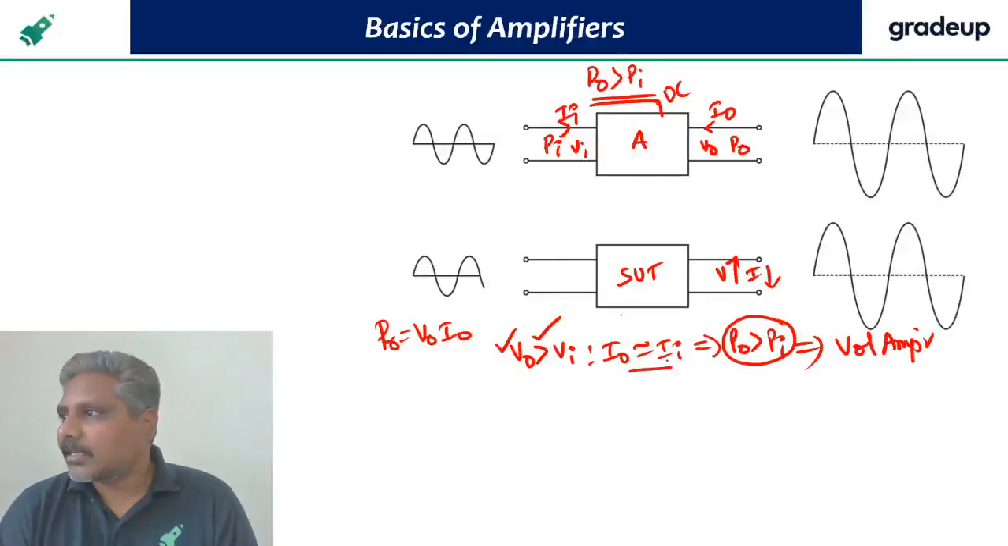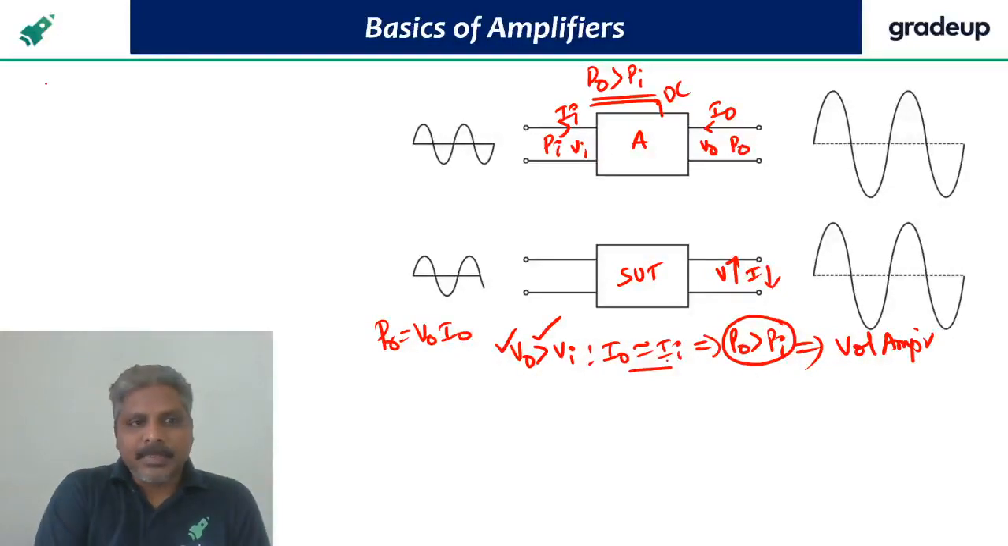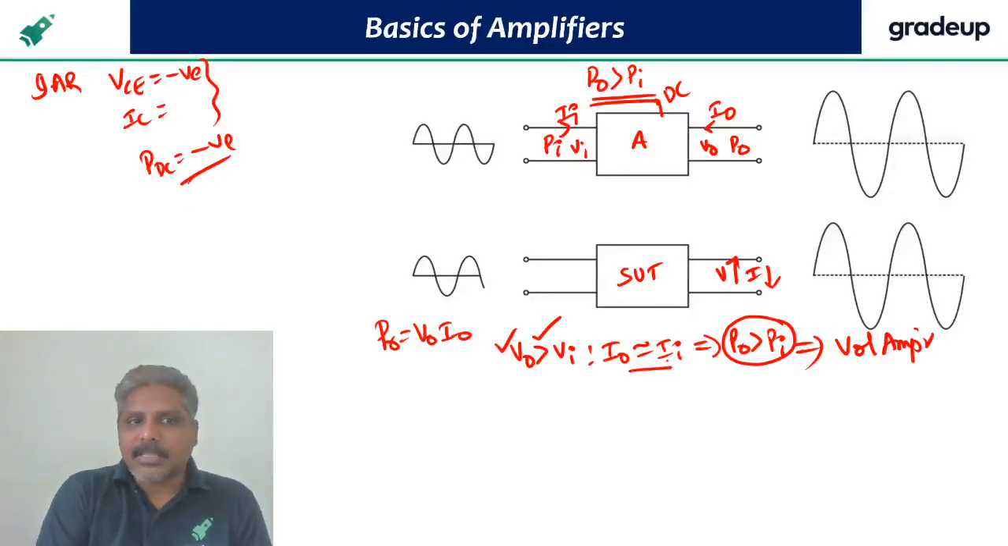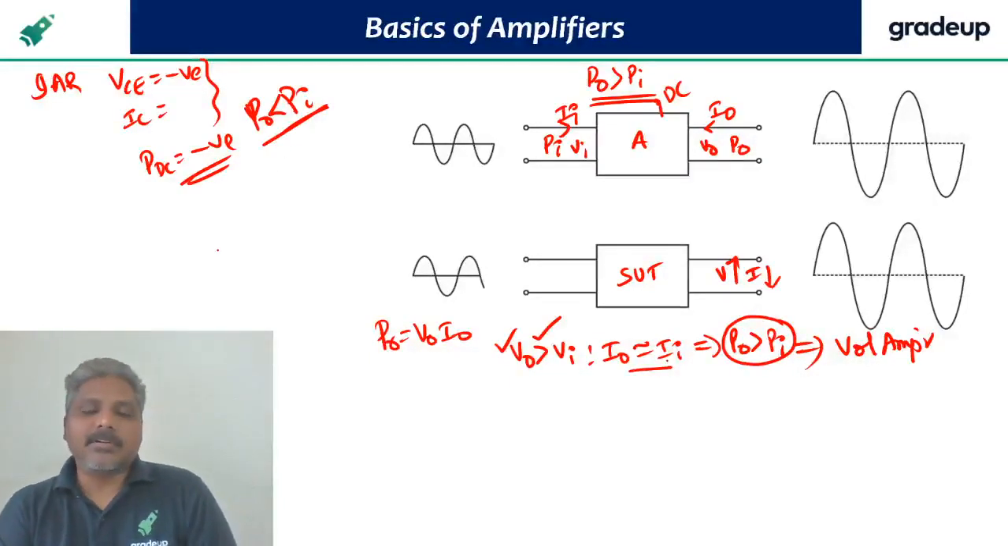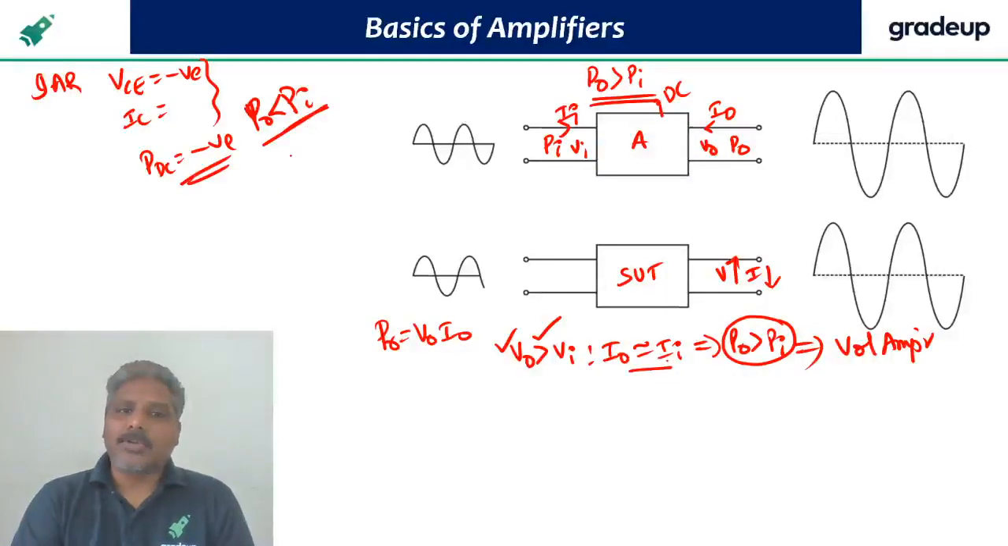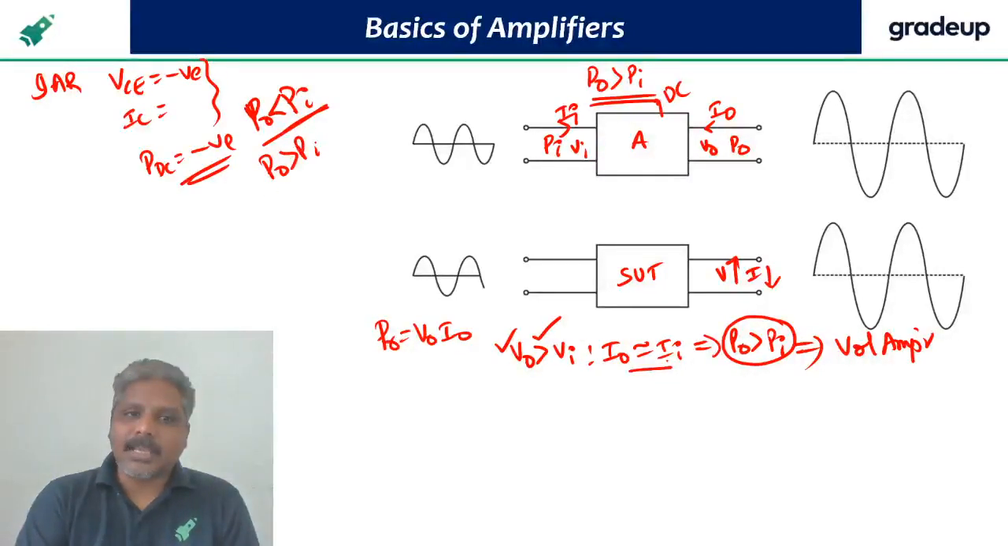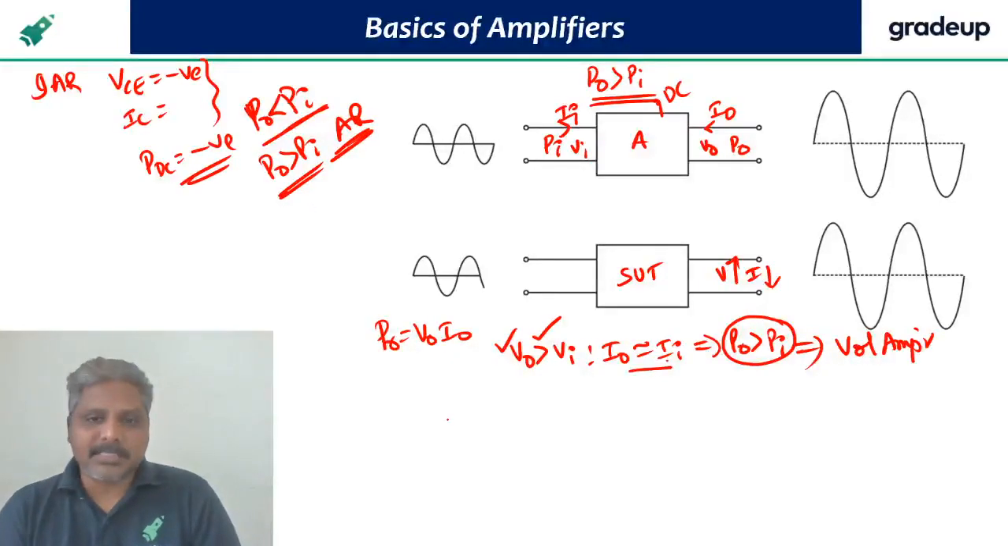Jyoti is asking why not the inverse active region. Good question. In the inverse active region, VCE value will be negative, and IC will be something. If you take the product like this, PDC will be negative, you are supplying. That means output power will be less than input power. That's what we call an attenuator. Got it? So amplification, PO higher than PI, happens only in the active region. That's why the active region is so special for us.